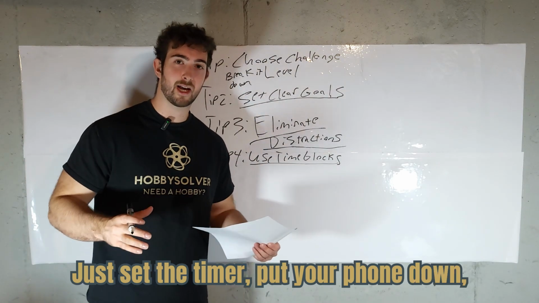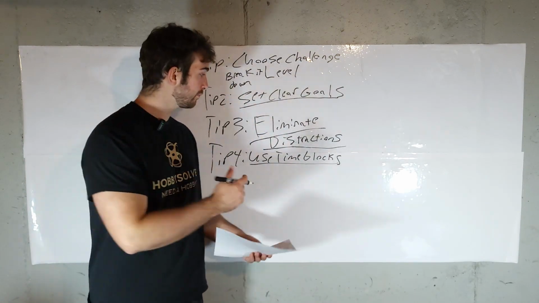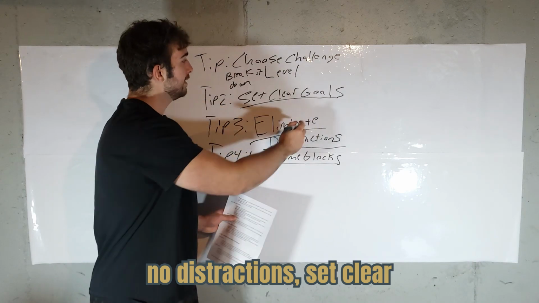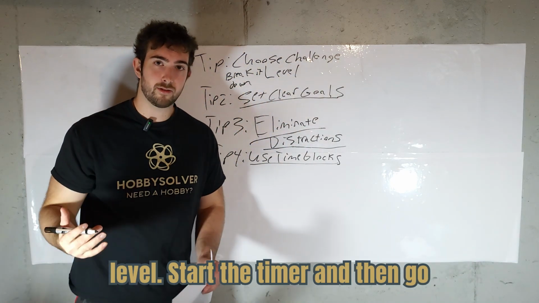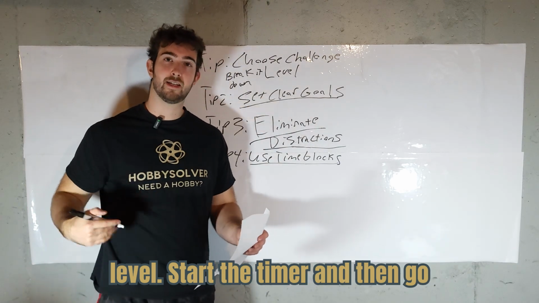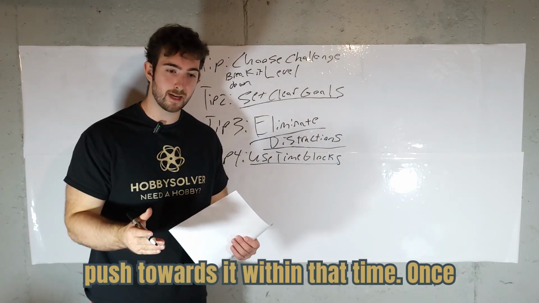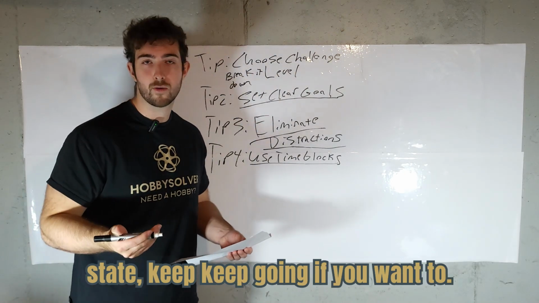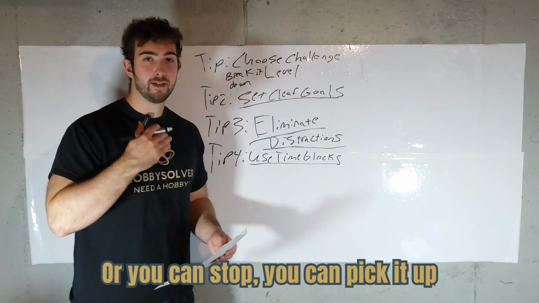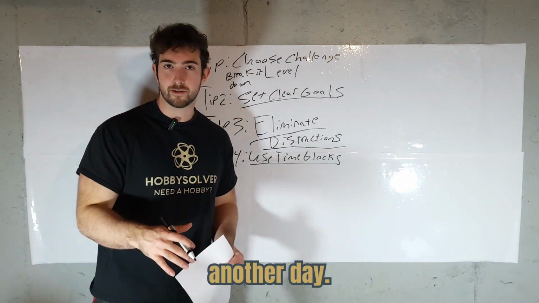Just set the timer, put your phone down, no distractions, set clear goals, choose the right challenge level, start the timer, and then go push towards it within that time. Once it's done, if you're still in that flow state, keep going if you want to, or you can stop, you can pick it up another day.